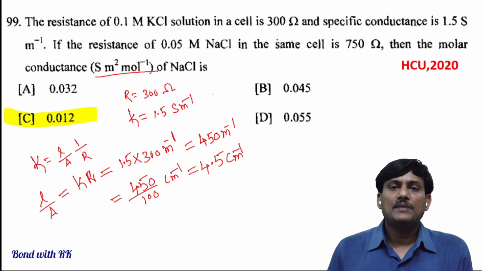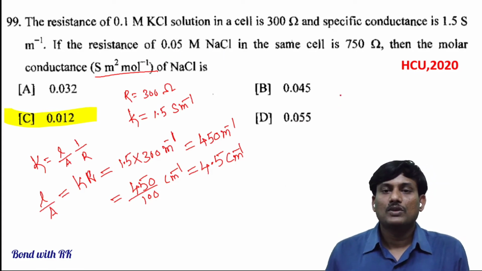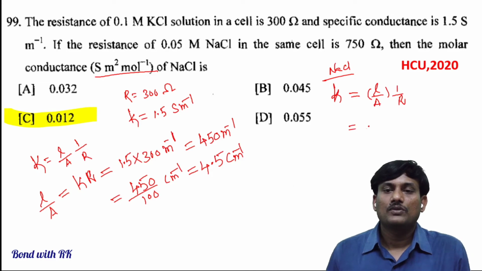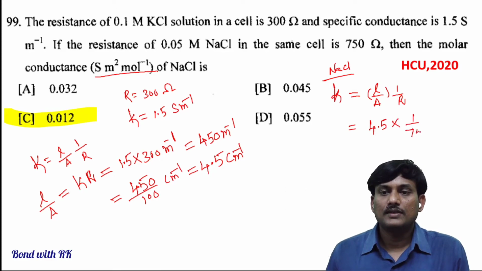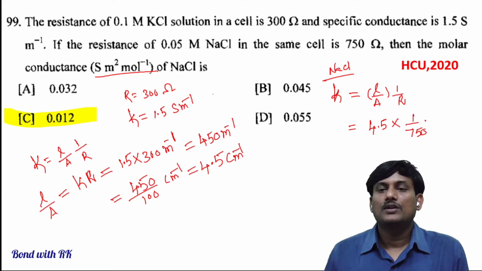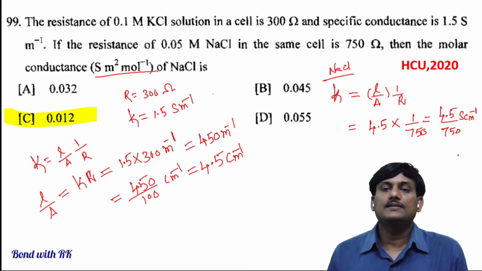The same cell is used for NaCl. So for NaCl, what is the specific conductance? Kappa is equal to L by A into 1 by R. L by A we have got as 4.5 centimeter inverse, into 1 by R, 1 by 750. So you will get 4.5 by 750, and this is in Siemens centimeter inverse.